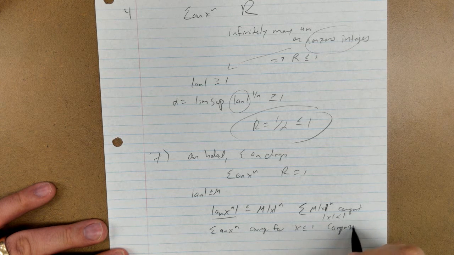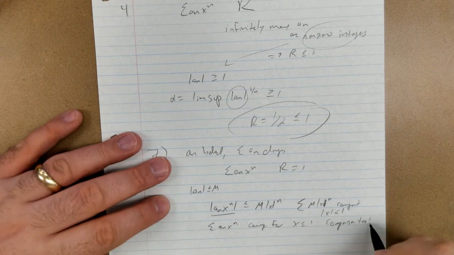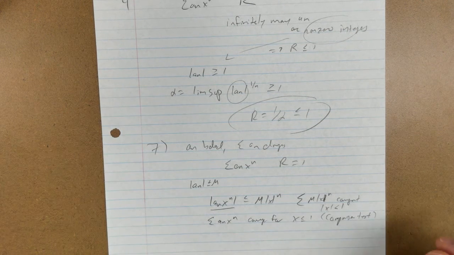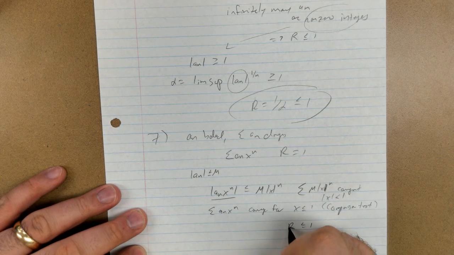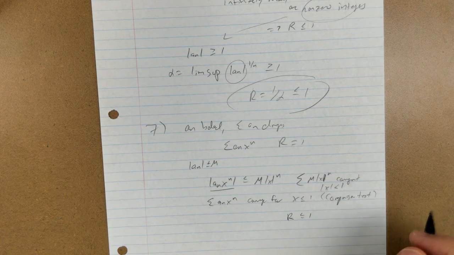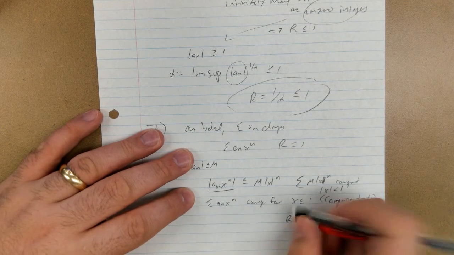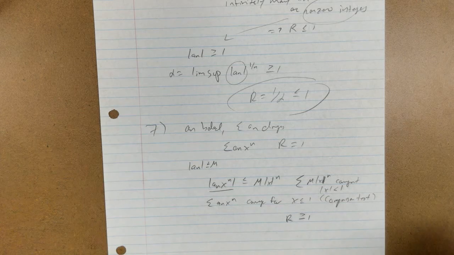Anytime you see something's bounded in this chapter, you should think about the comparison test, because bounded gives you an inequality. That's what the comparison test wants. Okay, so that means R is greater than or equal to 1, because it works all the way up to the 1.